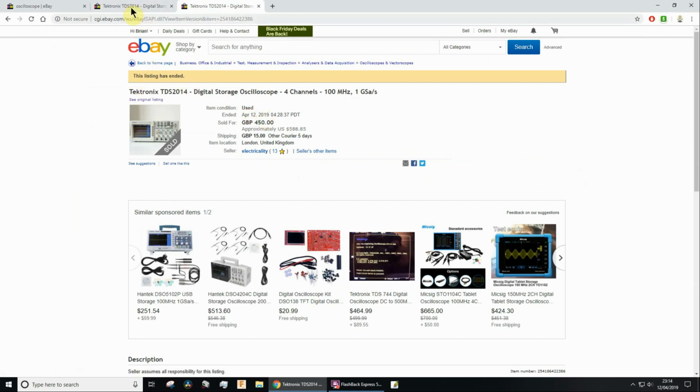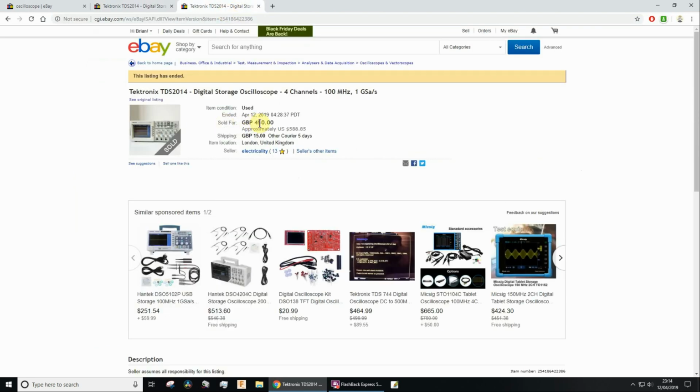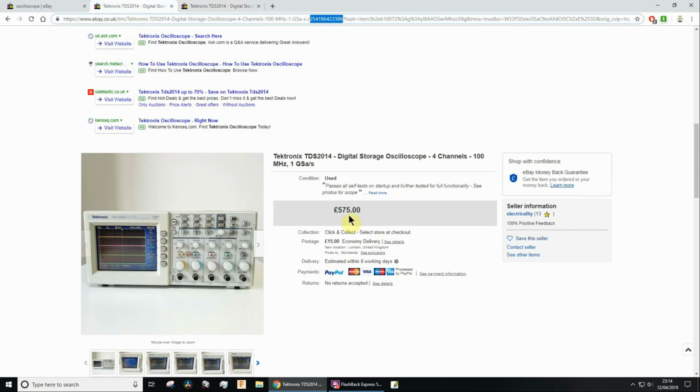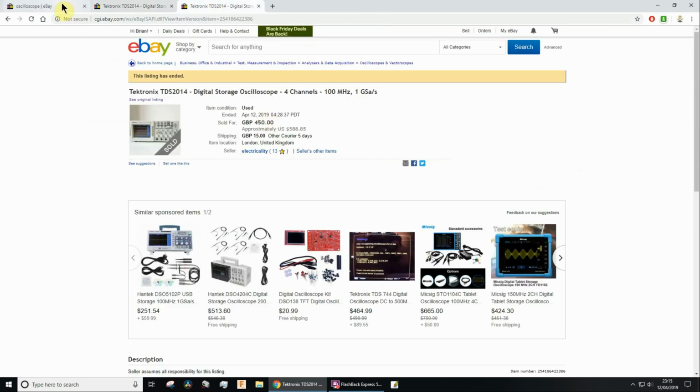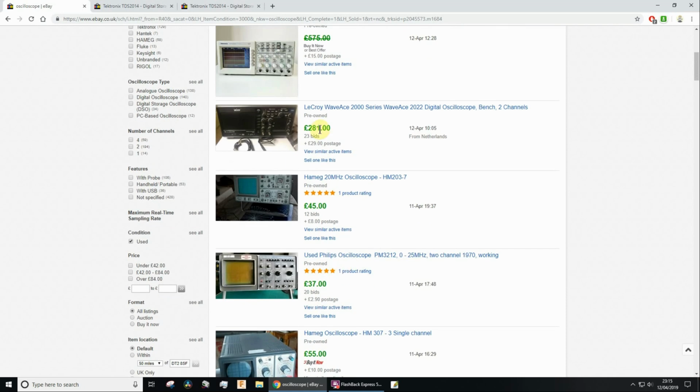Okay, it says this listing has ended. So what did it say there? 575. But here now we actually get to see the true price, £450. Now I wish that eBay would actually have that shown elsewhere, because I think really it should say, you know, buyer asked 575, but buyer accepted 450, but they don't. Now let's see if this works for any others.